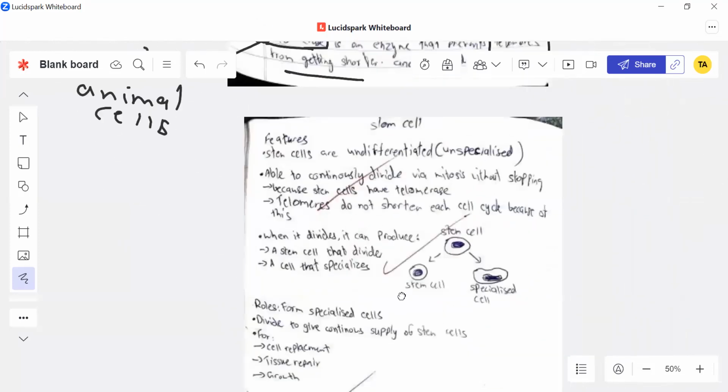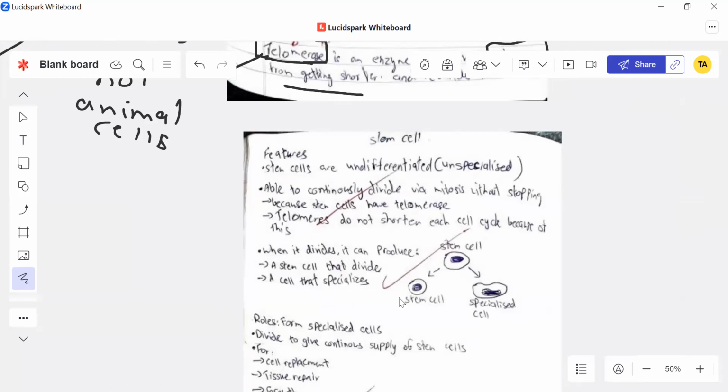So stem cells, right? Let's move on to stem cells. Stem cells are undifferentiated. What do I mean? Undifferentiated basically means they are unspecialized. So they have no roles. They don't have any specific role other than the fact that they would simply divide into two cells.